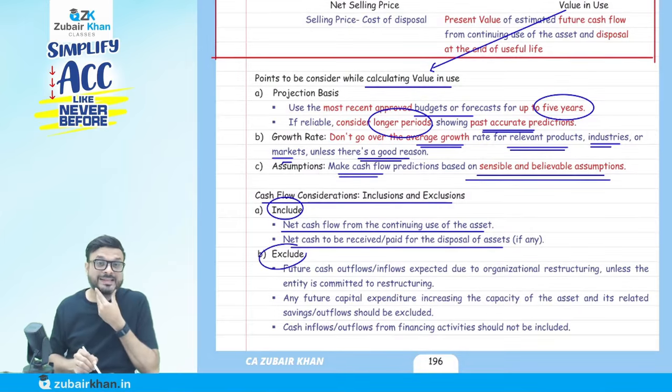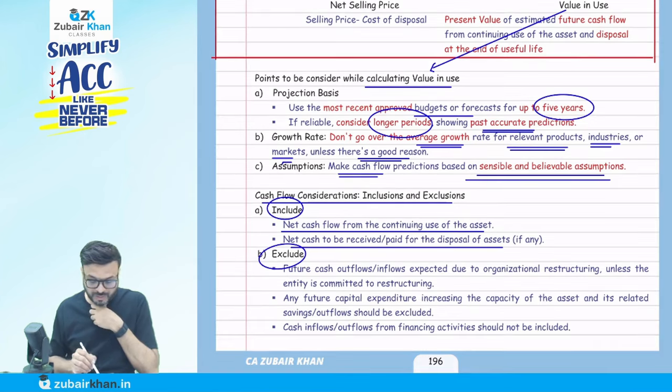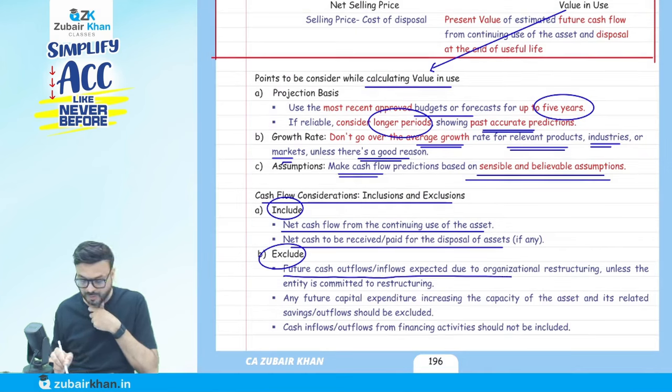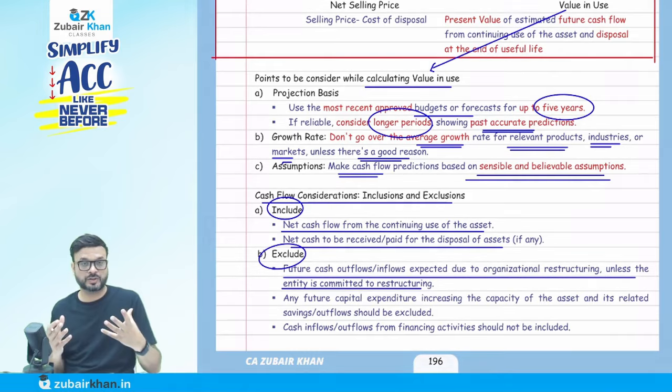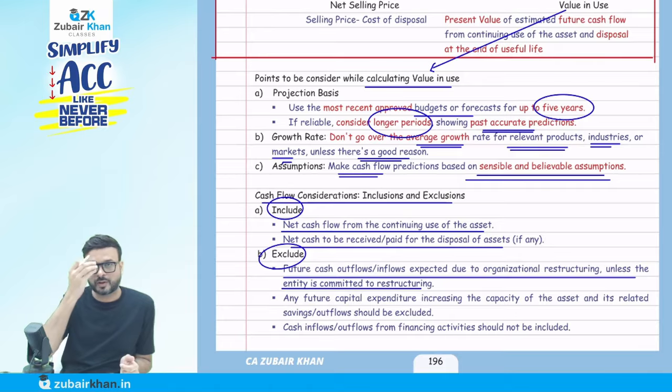What we don't consider in that cash flow is the future cash outflow and inflow expected from organizational restructuring, unless the entity is committed to restructuring. If you are doing the restructuring of the organization and you believe that the money will come, they said don't consider it that year, unless you're committed to it.